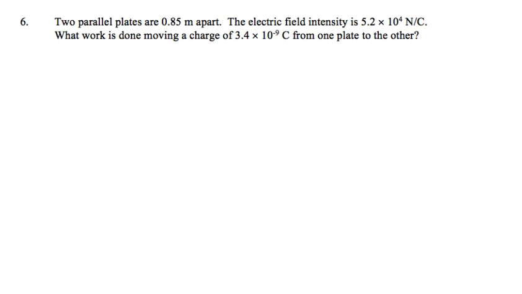Okay, number 6, it says two parallel plates are 0.85 meters apart. The electric field intensity is 5.2 times 10 to the fourth newtons per coulomb. What work is done moving a charge of 3.4 times 10 to the negative 9 coulombs from one plate to the other? So if I'm looking to write down my facts, if something's in meters, then that's going to be an R because that's one of the variables here.